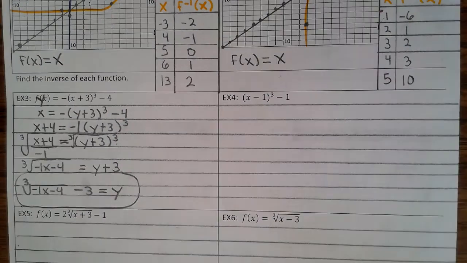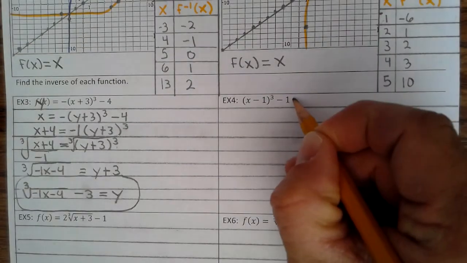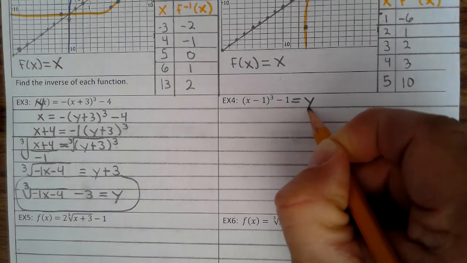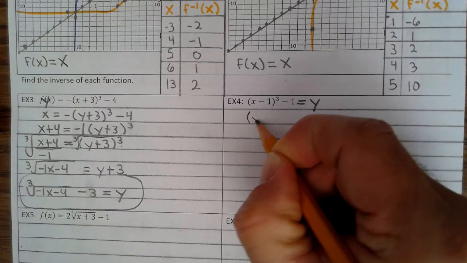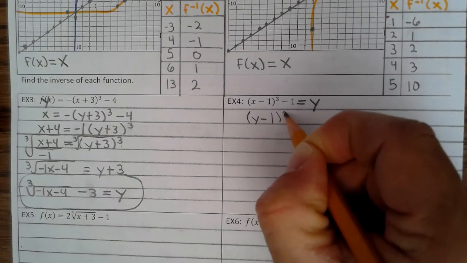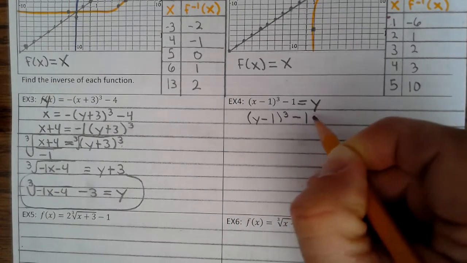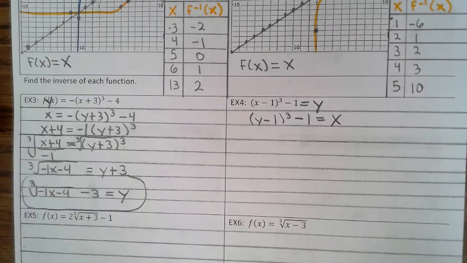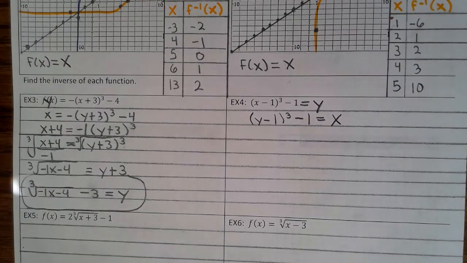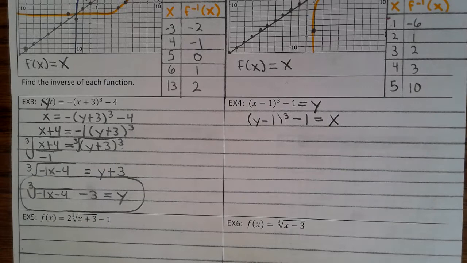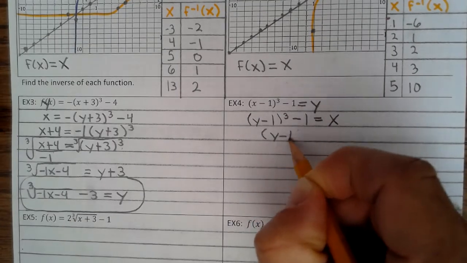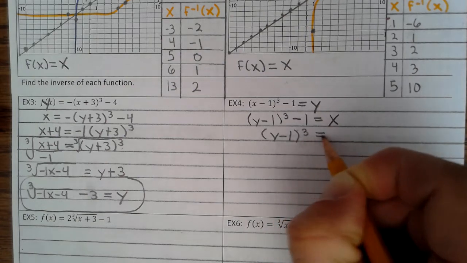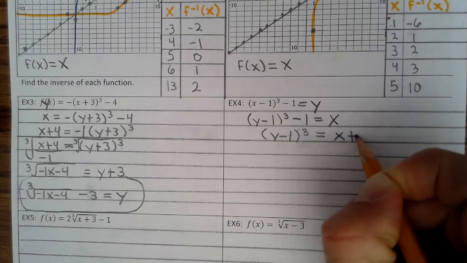All right, let's take a look at example 4. Okay. Now this, I think I made a mistake. I forgot the y, so we're going to add that equals y. Okay. Now we're going to switch x and y, so that's (y minus 1) cubed minus 1 equals x. Okay, now we're going to solve for y. Okay, so we're going to add 1 to both sides to get (y minus 1) cubed equals x plus 1.